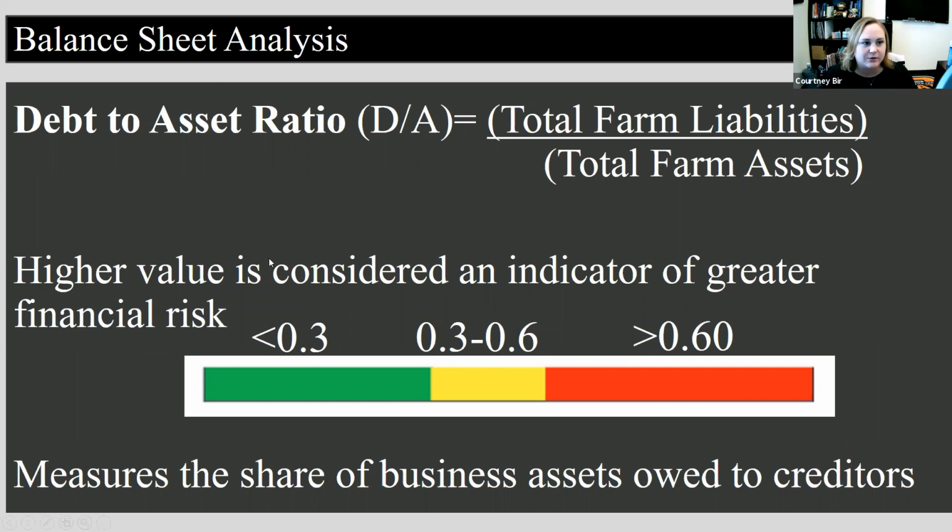So your debt to asset ratio is your total farm liability divided by your total farm assets. A higher value is considered an indicator of greater financial risk. So less than 0.3, you're in the green, you're doing okay. 0.3 to 0.6, yellow, you might want to start watching out. And then greater than 0.6, you're in the red. And this measures the share of business assets owed to creditors.